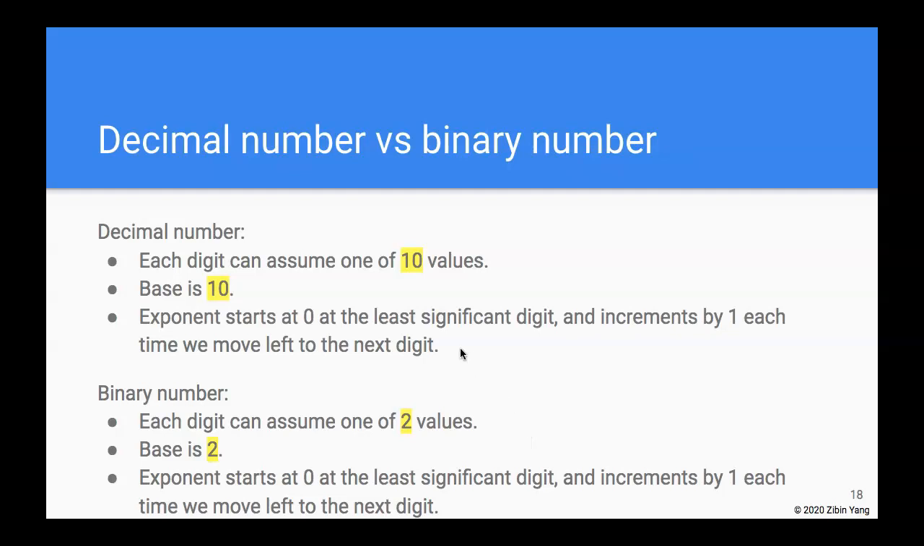So just to recap, in a decimal system, each digit can take on one of 10 values from 0 through 9, the base is 10, and the exponent starts at 0 and increments by 1 as we go to the most significant side. Now, for the binary system, the rules are very similar, except each digit can only take on 2 values, 0 or 1, and the base, therefore, is only 2 rather than 10. The rule that applies to the exponent is the same in both systems.